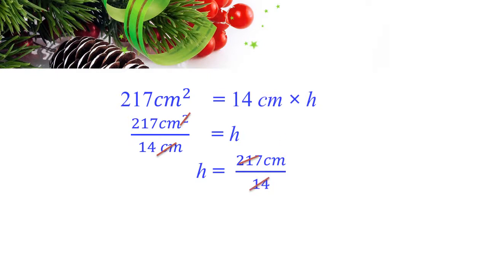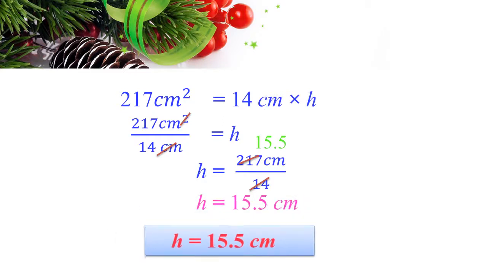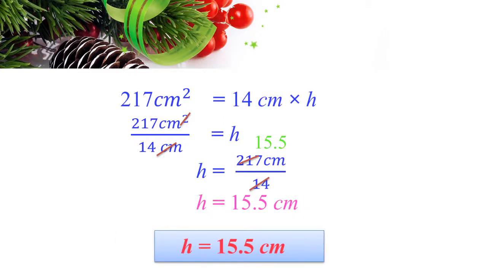Now cancel the common factors. 1 14s are 14. 15.5 14s are 217. Now height equal to 15.5 centimeter. Therefore height equal to 15.5 centimeter.